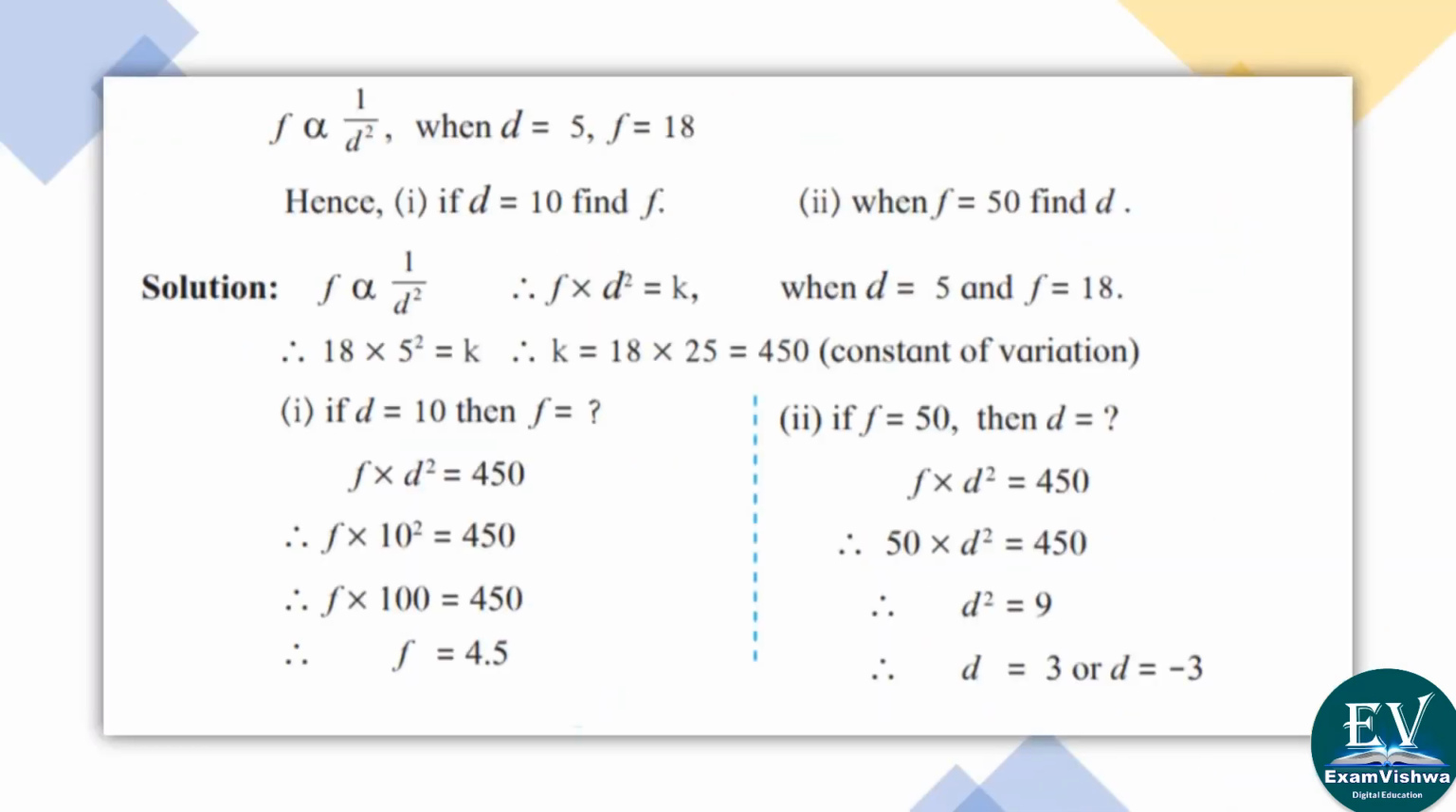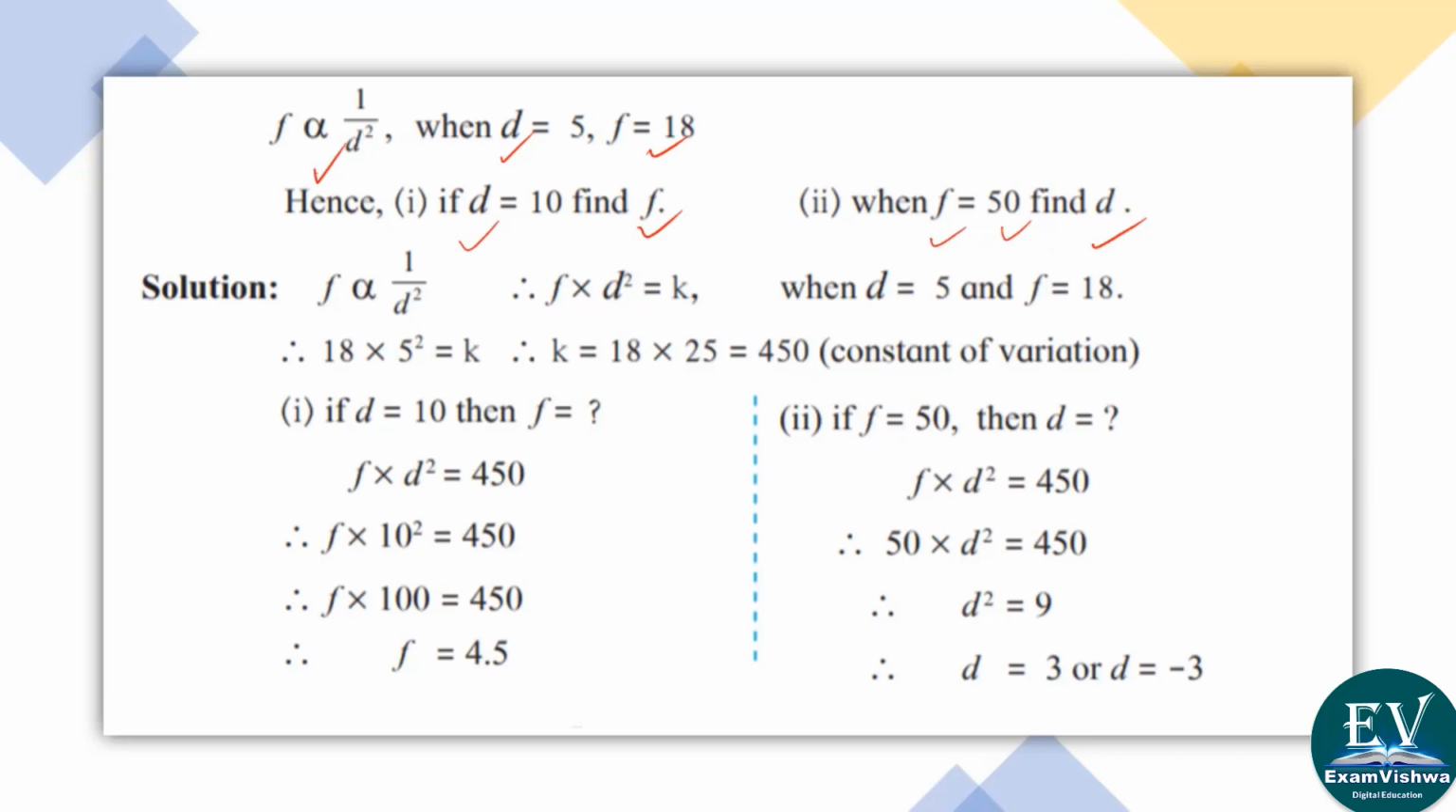Here f is inversely proportional to d square, where d is equal to 5, f is equal to 18. Hence if d is equal to 10, f कितना होगा? When f is equal to 50, d कितना होगा? ये क्यों दिया है आपके टेक्स्ट बुक में? This is given because you are not familiar with such inverse proportion and inverse dealing.